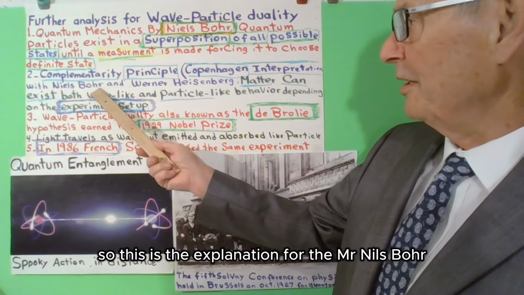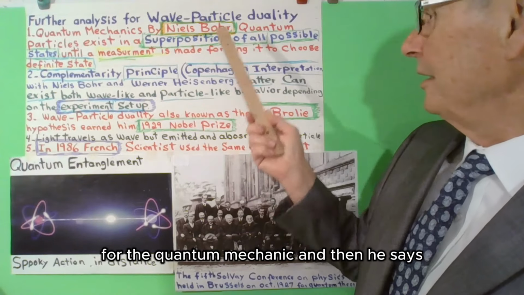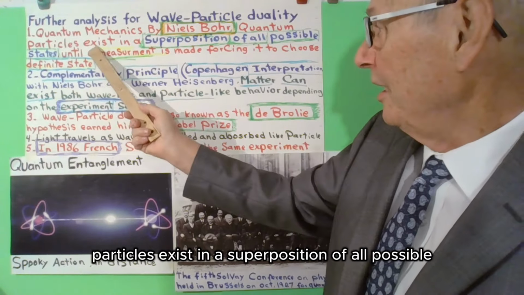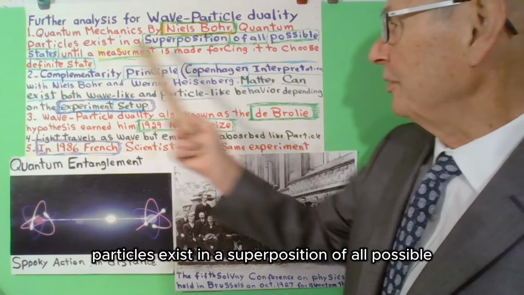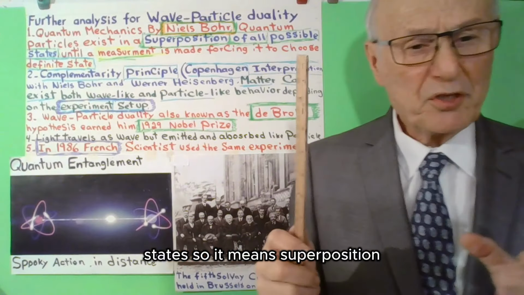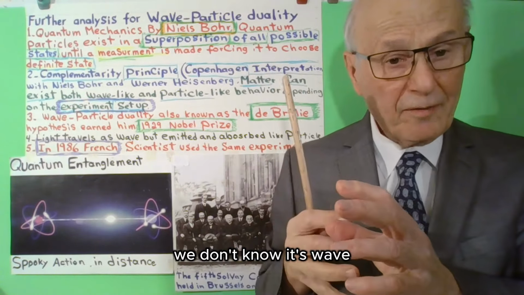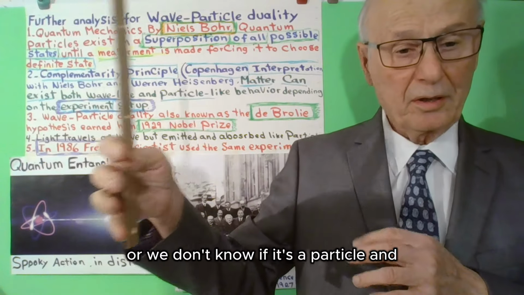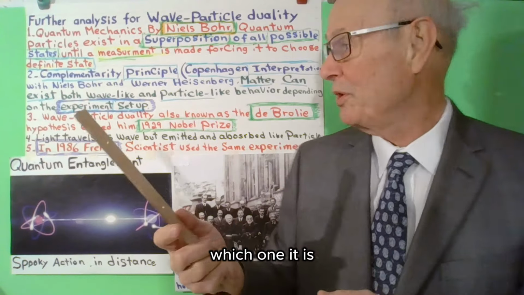So this is the explanation by Mr. Niels Bohr for quantum mechanics, and it says particles exist in a superposition of all possible states. So it means superposition. It means that we don't know if it's a wave or if it's a particle. We have to do the experiment to find out which one it is.